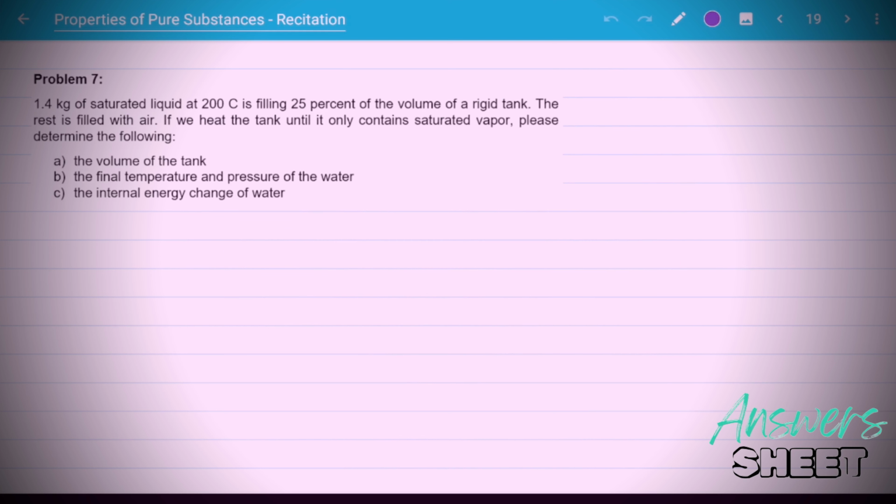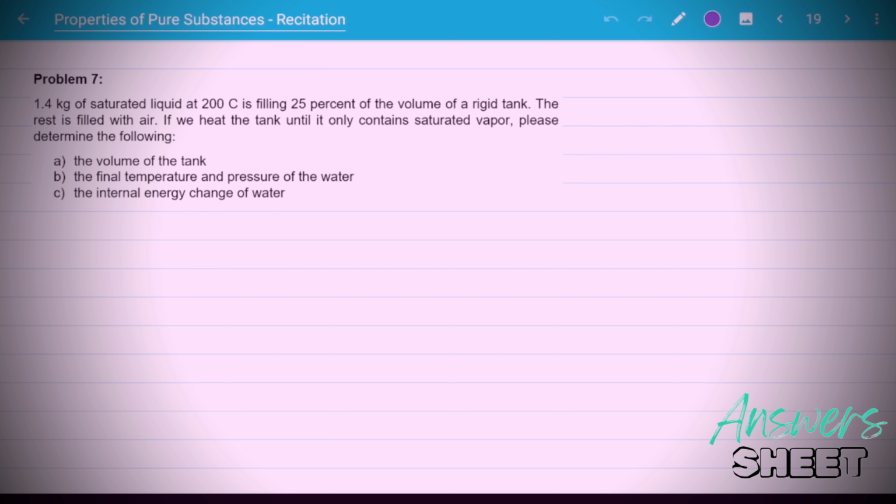Okay, let's continue to problem 7. So we have 1.4 kilograms of saturated liquid at 200 degrees, and this liquid is filling up a quarter of a rigid tank. Now the rest of the tank is filled with air. Now we are going to heat this container until all of the water has turned into saturated vapor. Now we are asked to find the volume of the tank, the final temperature and the pressure of our system, and the change of internal energy during this process.